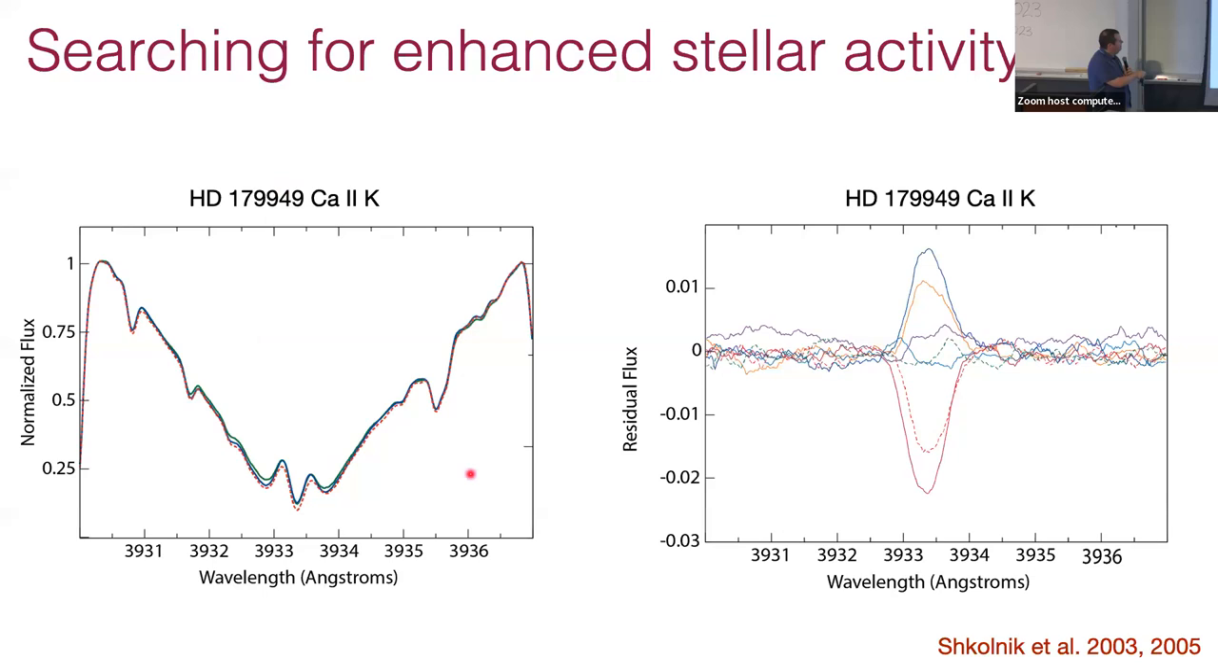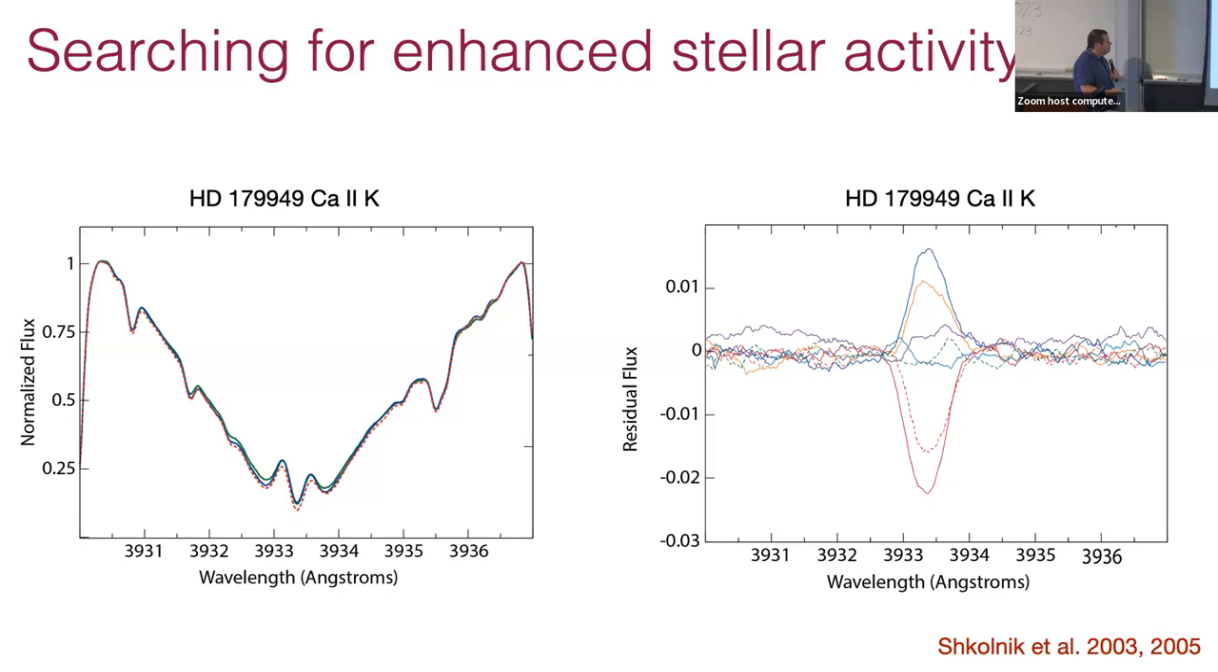What you find if you observe this system over an orbital period of the planet is that the photospheric lines are pretty stable, with very little variability. But when you go into the core of this line, which is an active line probing the chromosphere of the star, you see variability. You can see that in the residuals on the right-hand side. The line core is varying with time as the emission level is changing.